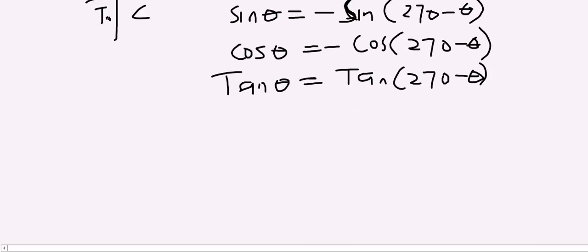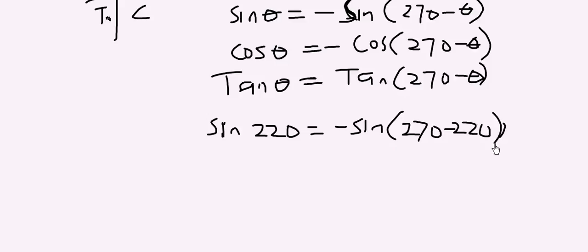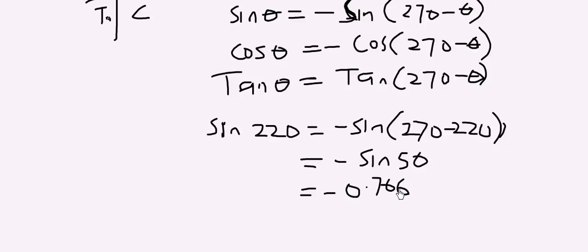So if we take 220, how do I get sine 220? Sine 220 simply becomes minus sine 270 minus 220, and that gives me minus sine 50. If I check my four-figure tables, sine 50 is equal to minus 0.7660.